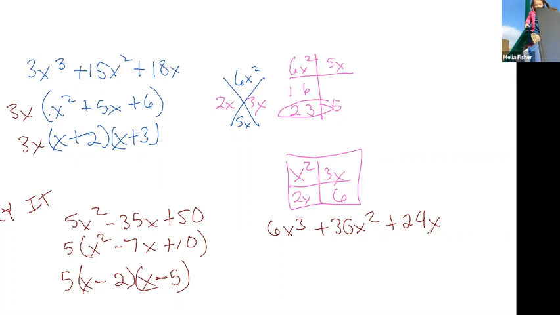What was the GCF? That left us with x squared plus 5x plus 4. Don't lose your 6x. What were the factors that multiplied to 4 and added to 5?